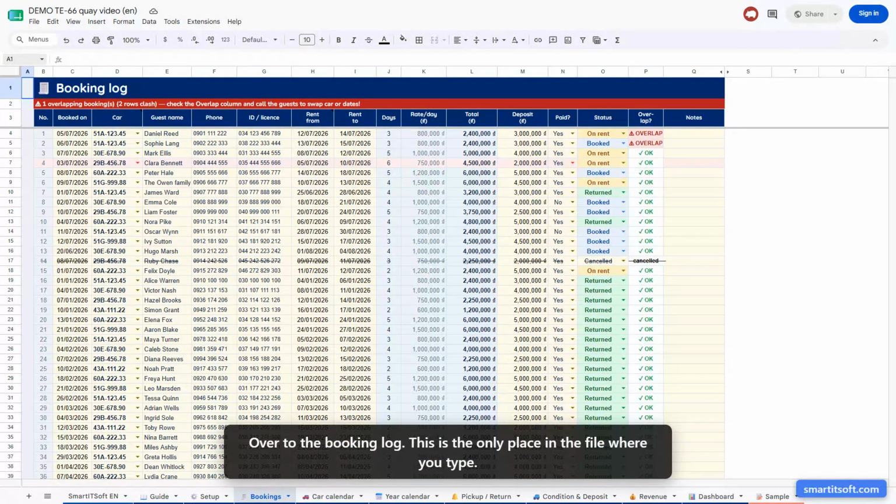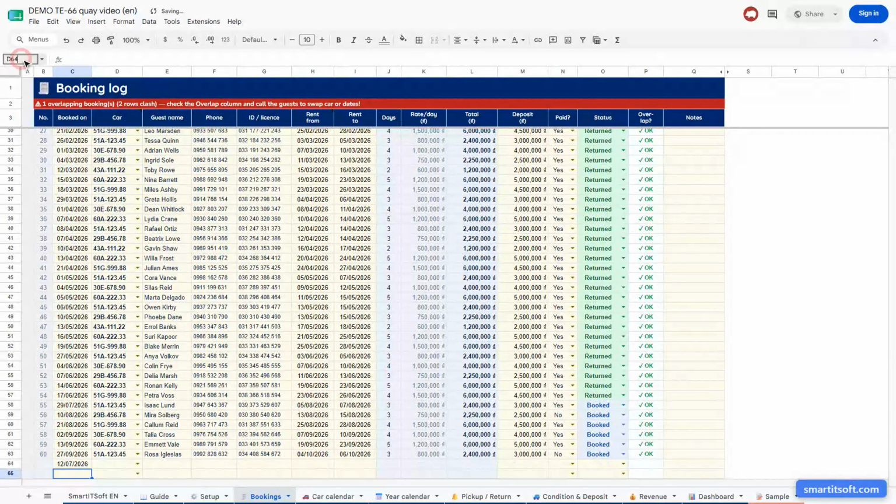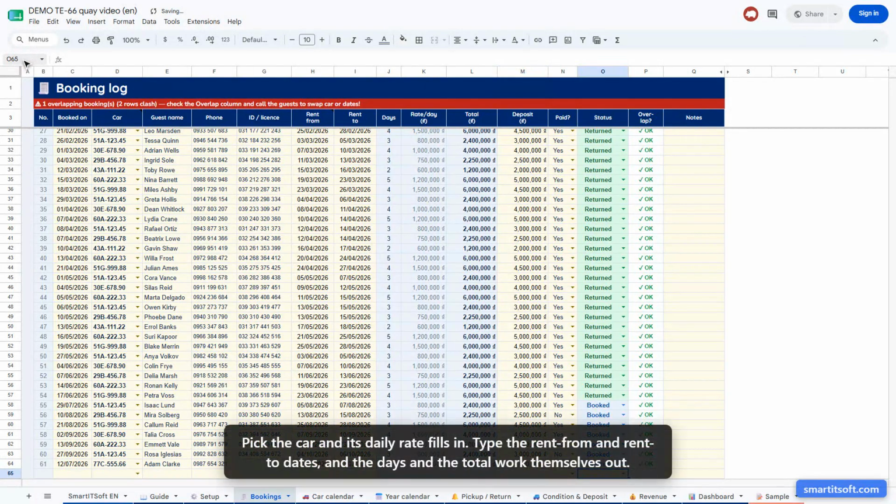Over to the booking log. This is the only place in the file where you type. Pick the car and its daily rate fills in. Type the rent from and rent to dates, and the days and the total work themselves out.